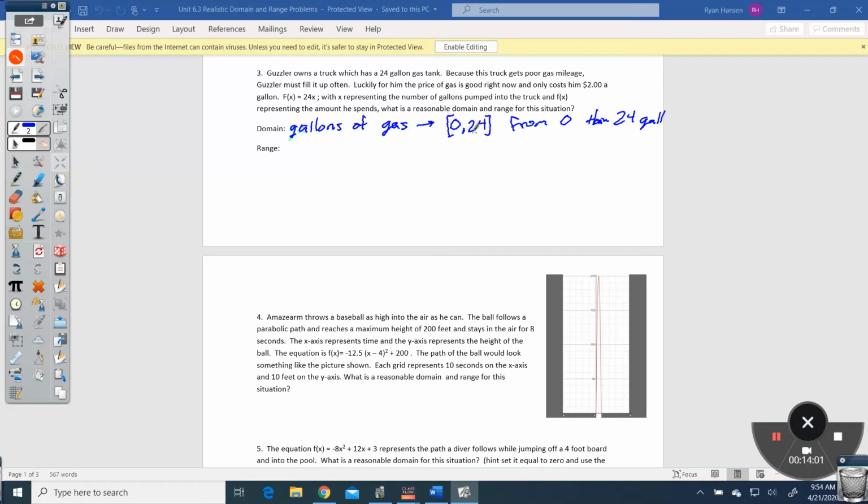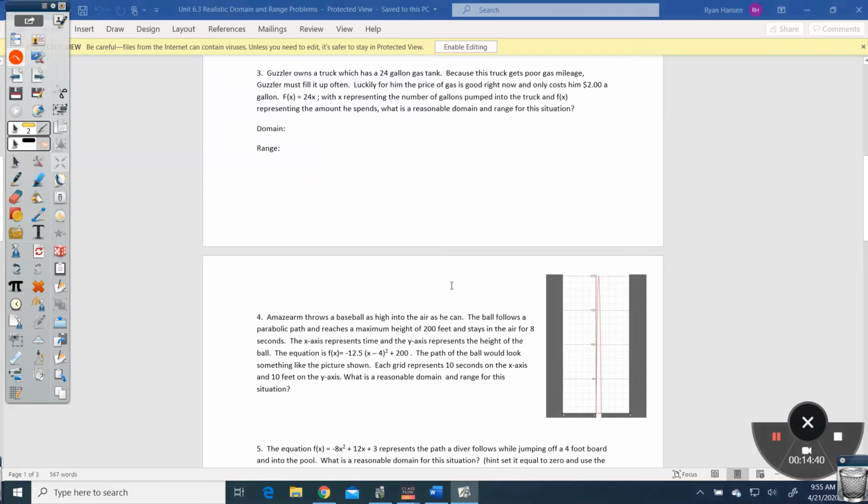So our real numbers that go there, the range. Well, the range is, remember, it's what we get out, and it says f of x represents the amount he spends. So how much money could he spend? Well, if he puts in a full 24 gallons, he could spend up to $48. Okay, that's the maximum. If he doesn't put any in, he could spend $0. So the range is from 0, so all real numbers, that little symbol means all real numbers, from 0 to 48, and that's the range.